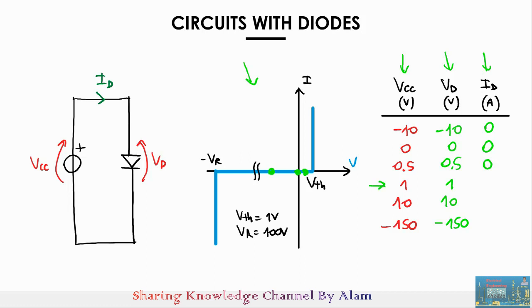For VCC equal to 1, V diode is also equal to 1. 1 volt is the threshold of the diode, so we know that the diode will be on and conducting some current.